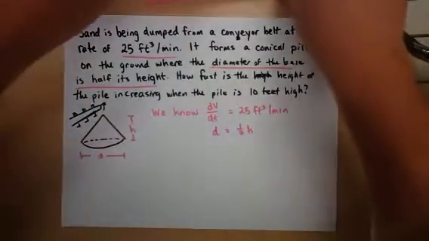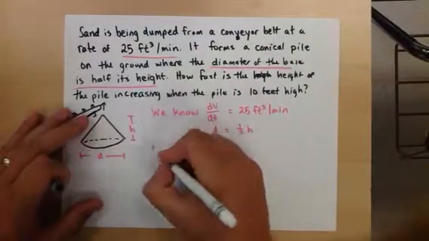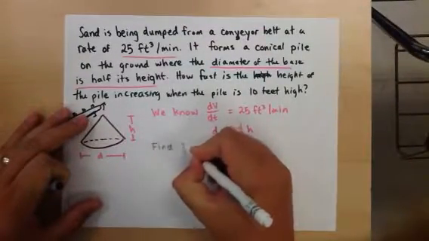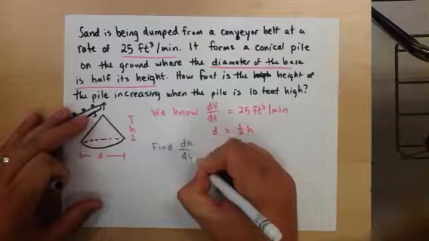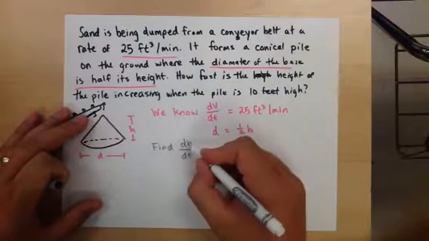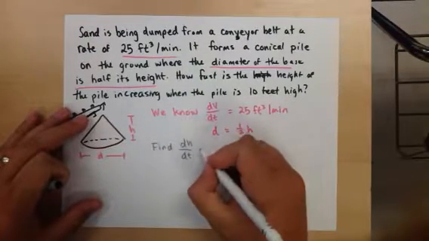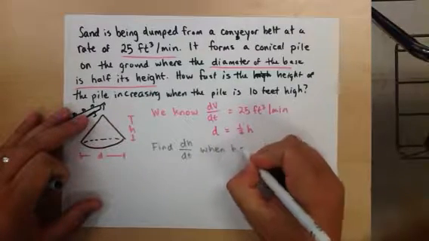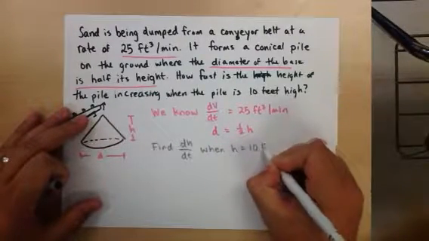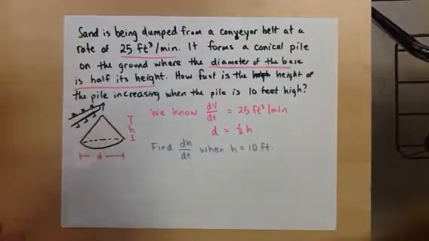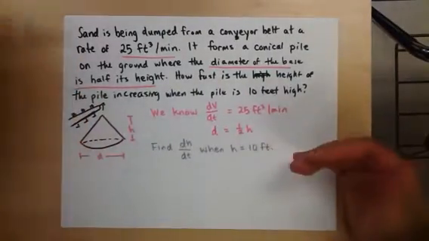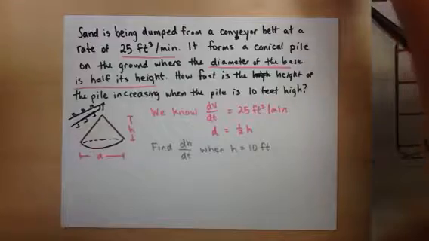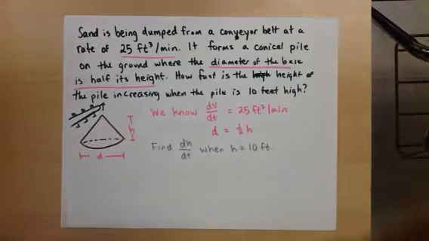And so now what are we supposed to find? So we're supposed to find the change in height with respect to time. So derivative of height with respect to time there, when the pile is 10 feet high, when height is 10 feet. So I've listed what we know, what we need to find. I have a nice picture here, hopefully to help me visualize what's happening.